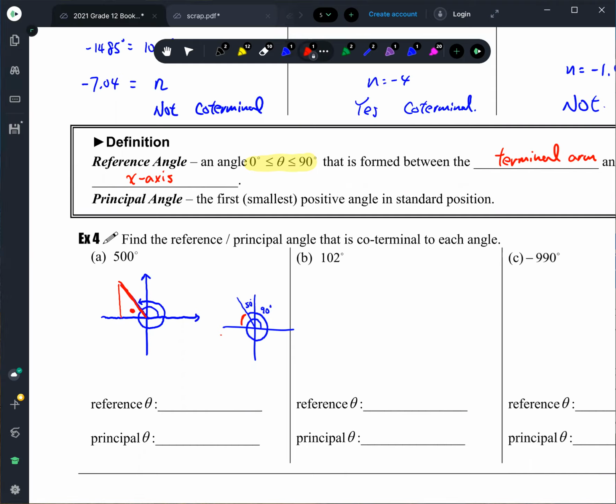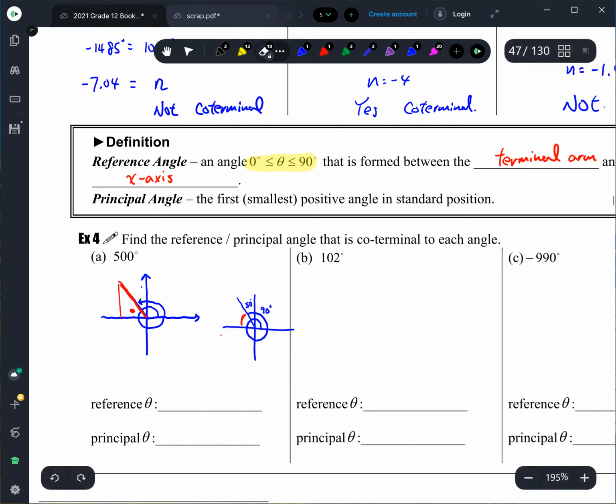The reference angle is the one between the terminal arm and the x-axis, okay? Right? So 50 is this part. This is 90, okay? So what you can do is, you know, the whole thing there is 140. Okay, this part, I'll use the green color here.